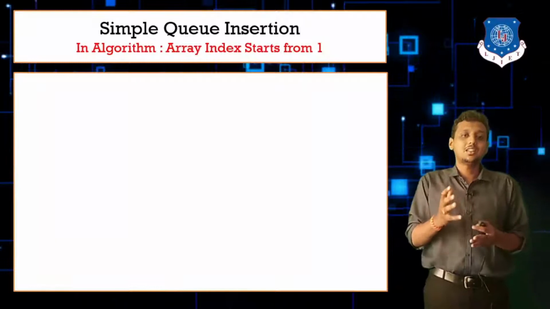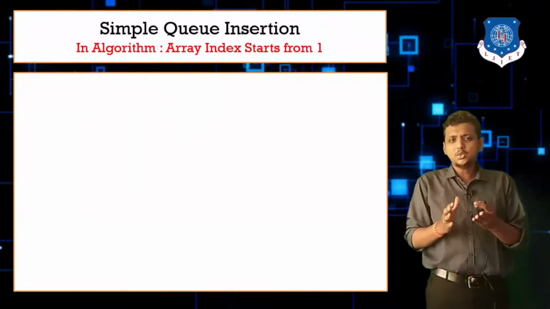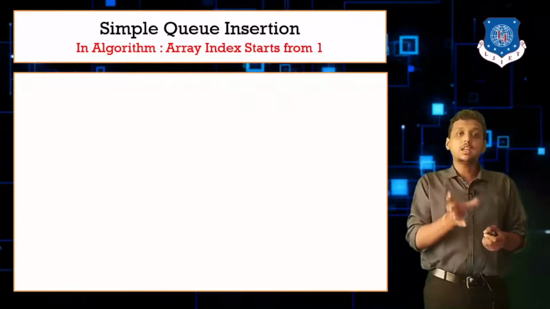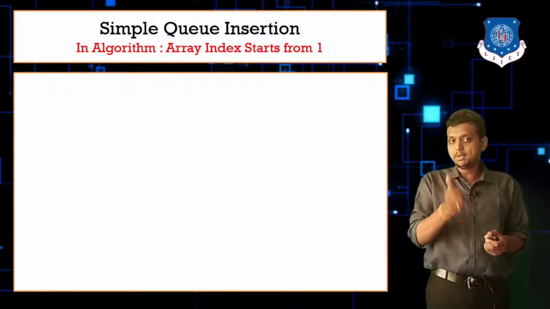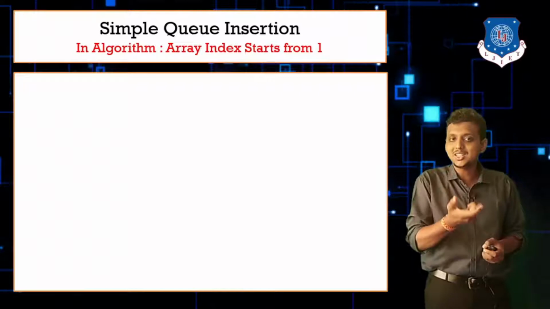Why are we using this algorithm? We are using this algorithm to insert an element in the queue. So the name of the procedure should be meaningful. That's why here I'm going to give the name queue insert.